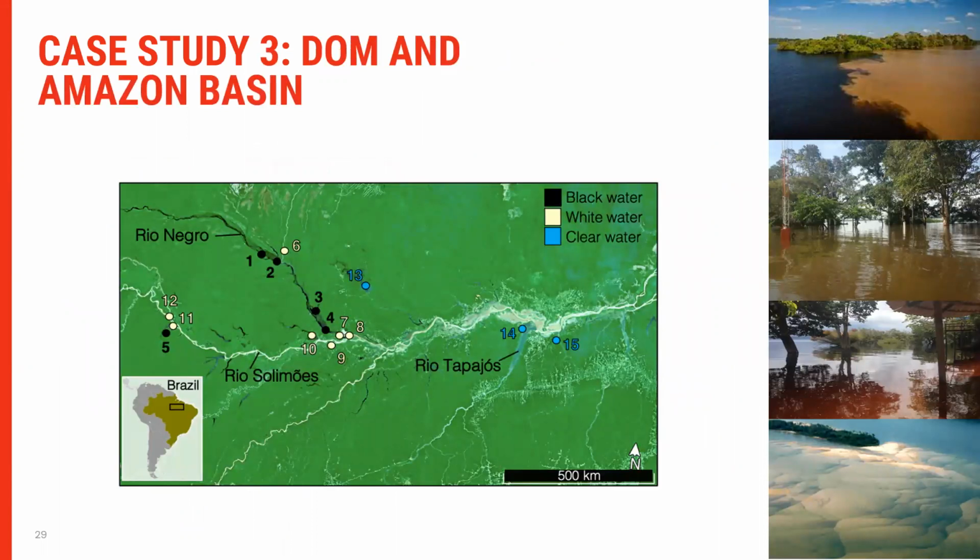Okay, so lastly, I'm going to fly you across to the other side of the world. We're going to go to the Amazon and look at the different water types that we have within the Amazon basin. We have black water rivers, which look like Coca-Cola, basically. They're highly tannin stained, high in organic matter. We have our white water turbid rivers, such as the Amazon River or the Rio Solimões, which look more like this. And then we have our clear water rivers, such as the Rio Tapajós.